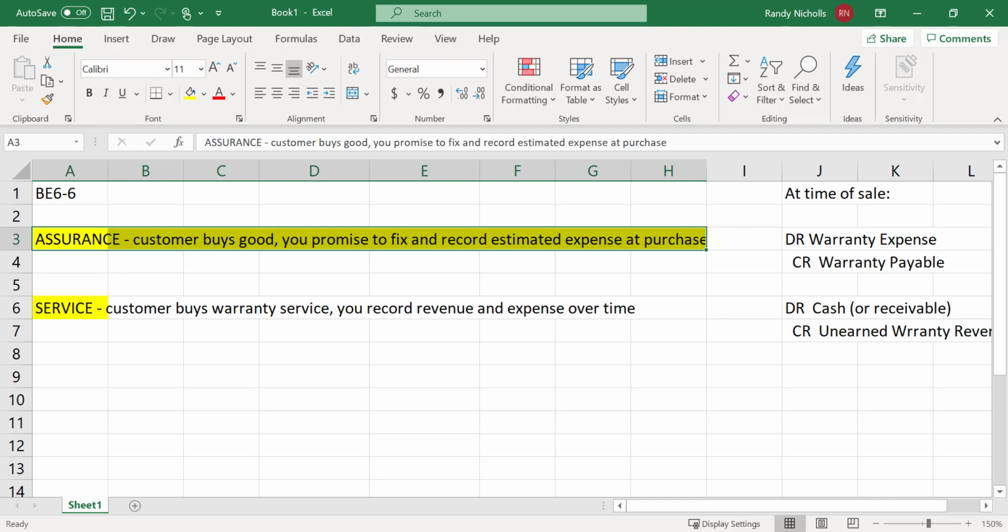That's matching, right? I expect to incur costs in the future related to the sale of the good today. Therefore, I want to record those estimated expenses today so that I match it against the sale. It would not be a good thing to record all my sales revenue today and then record expenses related to it next year and the year after when I have no corresponding revenue next year and the year after.